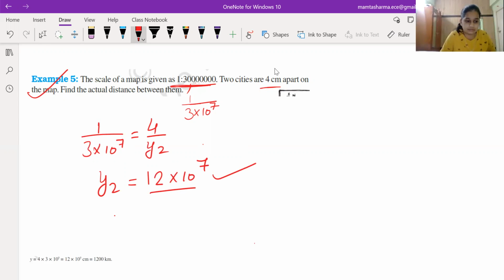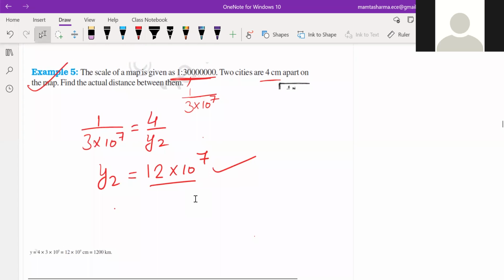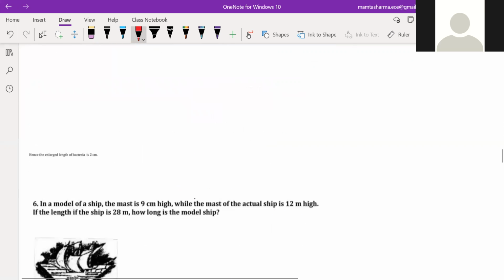Harshita, is this correct? Is this answer correct or not? Abhinav, is this answer correct? Okay. So this is the direct proportion. The length will be in direct proportion. Now let's take another example.